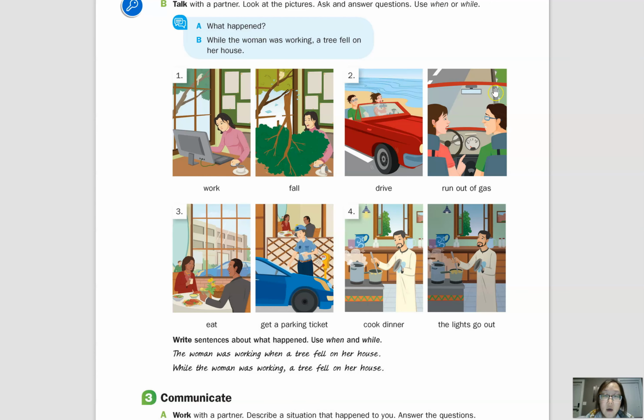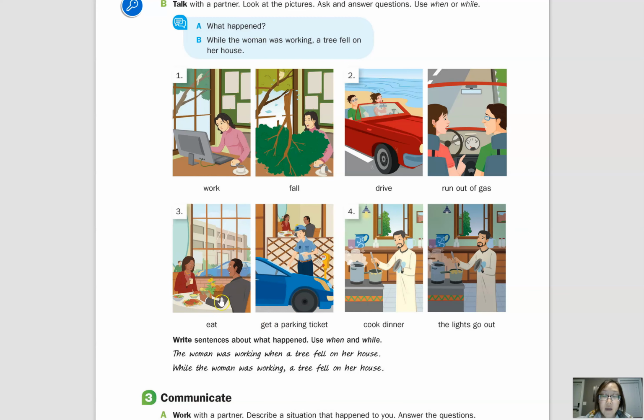Okay, so you can say, what was the couple doing when they ran out of gas? Or what were the man and woman doing when they ran out of gas? Okay, and so of course the short answer is they were driving. Okay, let's do the same thing for number 3. Make a past continuous question. Okay, so we can say, what was the couple doing when they got a parking ticket? Or what were the man and woman doing when they got a parking ticket? And the short answer is they were eating.